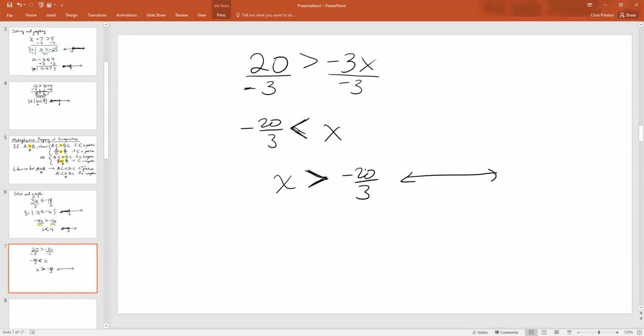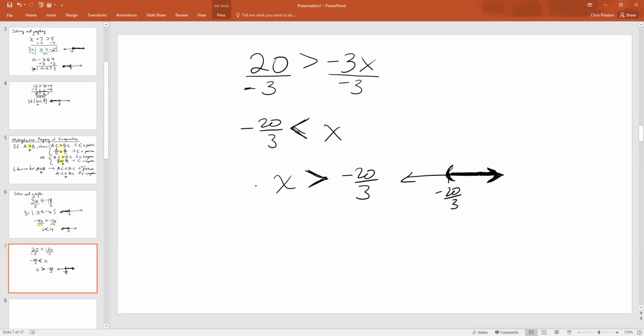Where is negative 20 over 3? Well, negative 6 2/3, or you can just say negative 20 over 3. This is why I said we only want to label the number that matters. We don't want to label every number. Just label the number that matters, and we're going greater than, so we're going to the right, but we're not including it, so we're going to put a parenthesis on that end there. Okay, but we're going everywhere to the right. That's supposed to be an arrow. Okay, all right.